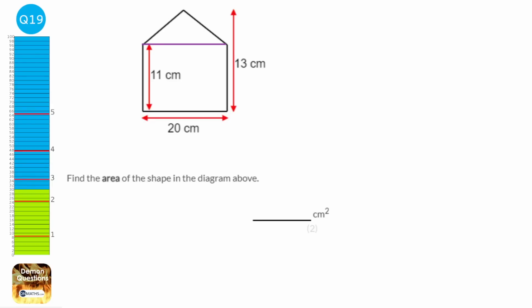Now we need to first of all label the parts of the triangle. So the length or the width of the triangle, the base, will be the same as the base at the bottom, so that will be 20 centimeters. And we need to find the height, which is this length here, which is 90 degrees to the base. And to find that, what we can look at is the fact that the total height of the whole thing is 13, and the height of the bit we don't want is 11. So what's left over? Well, 2 centimeters will be left over, so the height of the triangle will be 2 centimeters.